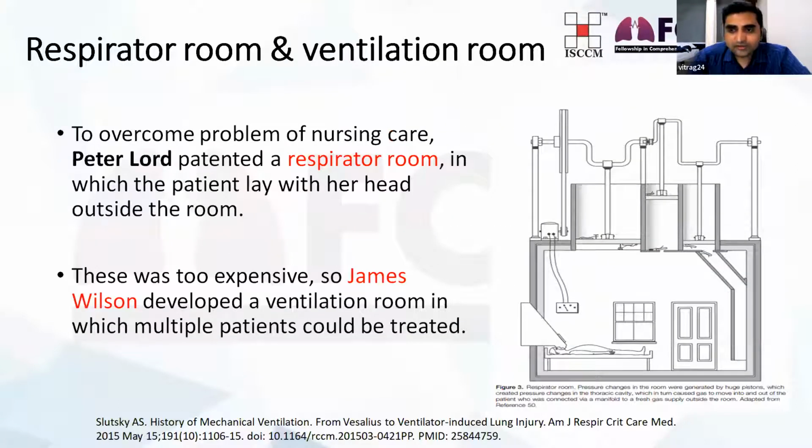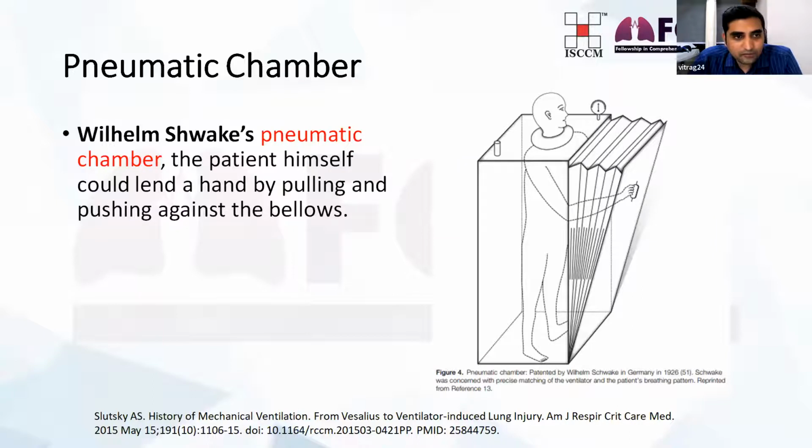So they also realized that we cannot manage all these things, and then the invention of the respirator room and ventilator room subsequently occurred. To overcome the problem of nursing care, Peter Lord patented a respirator room in which the patient can lie with her head outside the room. But it was too expensive. So later on, to ventilate multiple patients in a single chamber, James Wilson developed a ventilator room in which multiple patients can be ventilated. Thereafter, Wilhelm Schwake's pneumatic chamber was invented, in which the patient himself could lend a hand in pulling and pushing against the bellows, which would generate negative and positive pressure.